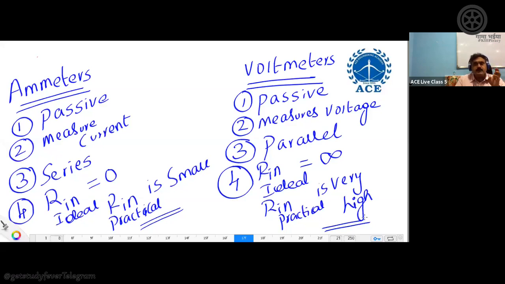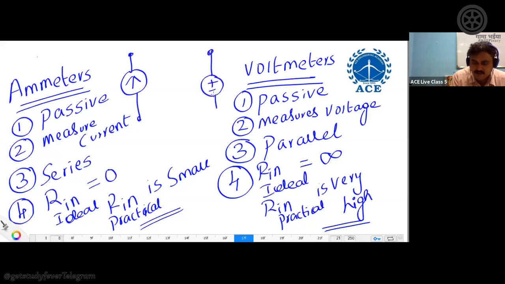Don't confuse between ammeter and current source, voltmeter and voltage source, because the ammeter representation is just like a current source, and the voltmeter representation is also like a voltage source. But the important difference is that current, if at all there, flows from positive to negative. Voltage representation, if at all there, is from plus to minus, like this. So this is how you have to show these elements. These are completely passive elements.